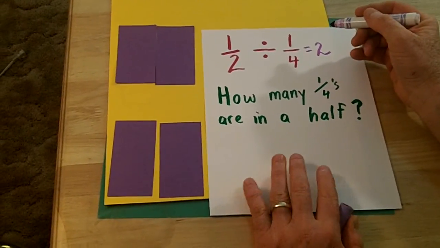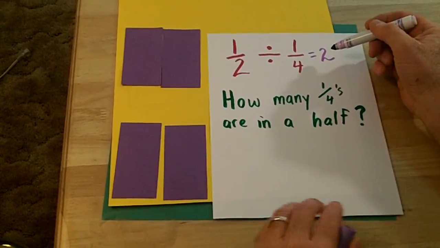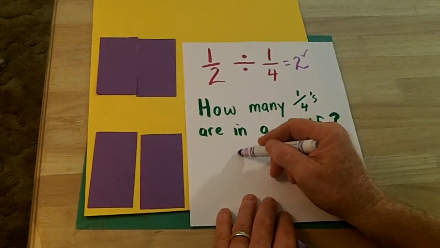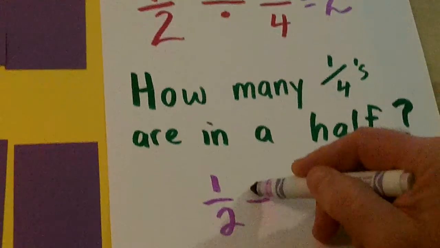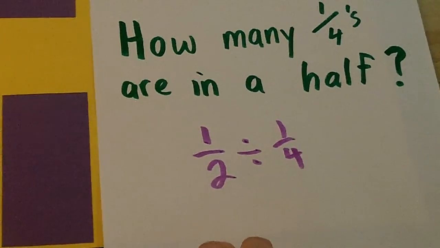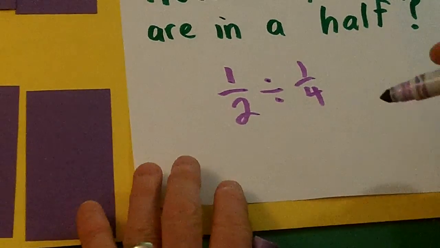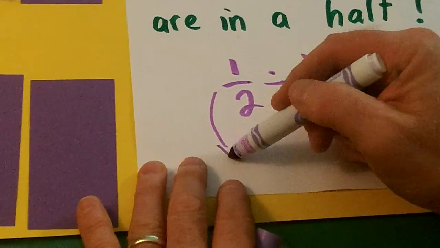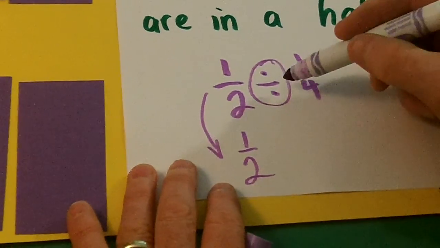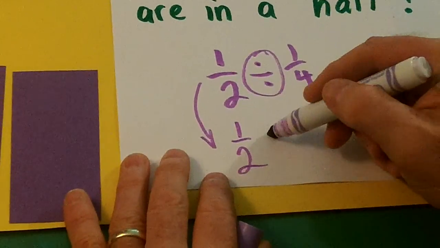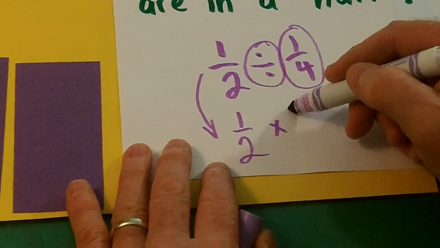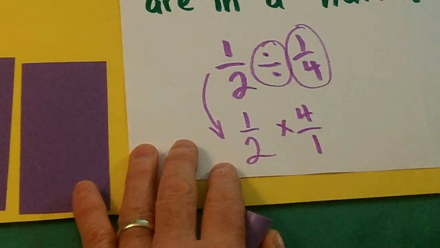Now there's an algorithm to help us check this answer that we got through our diagram. Watch this. 1/2 divided by 1/4. Now we're going to take the opposite of two things here. Watch what I do. First of all, we bring this down just like it is, 1/2. Then we take the opposite sign of divide, and that's times. Then we take the opposite of this, which is called the reciprocal, and we just flip it.